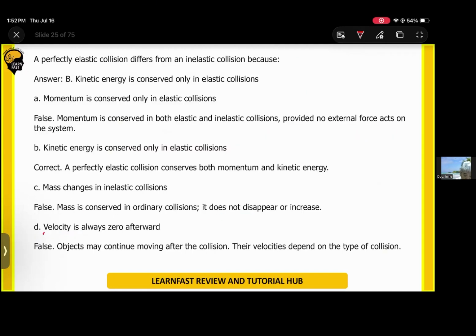So this is option D. Velocity is always zero afterward is wrong. Objects may continue moving after the collision. Tandaan niyo yan, especially if you are playing with rigid balls in a billiard. The velocities depend on the type of collision.